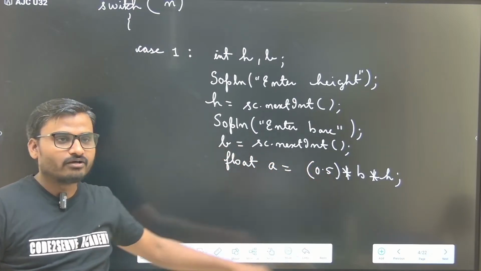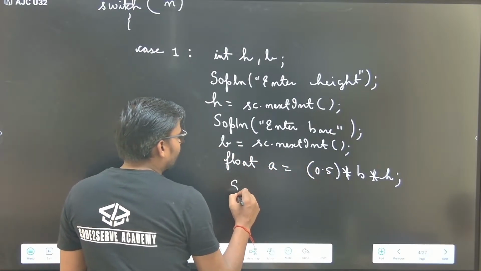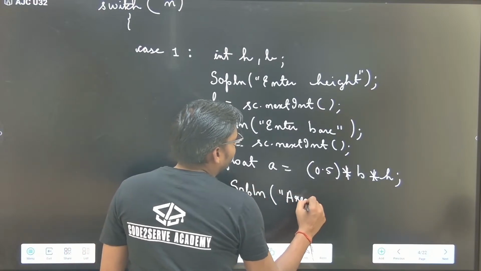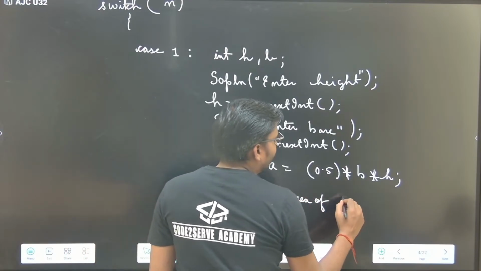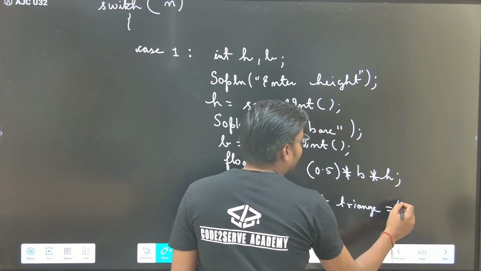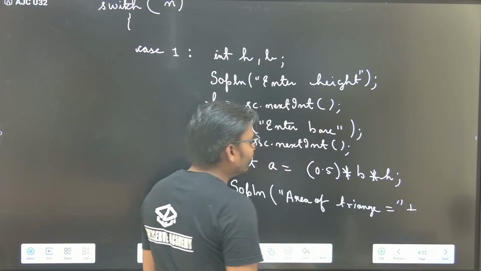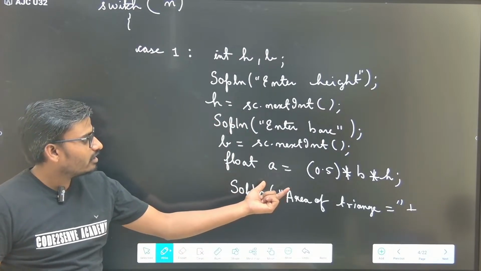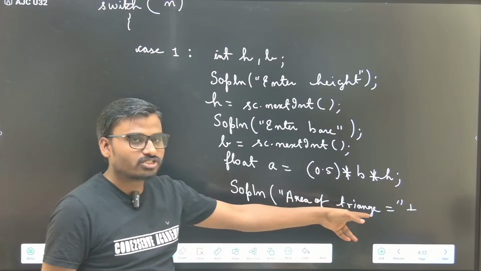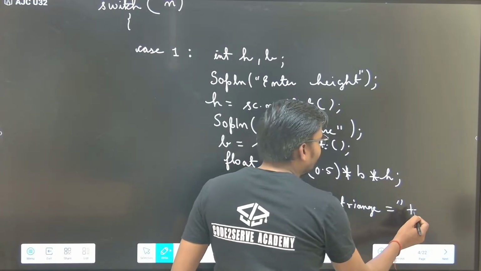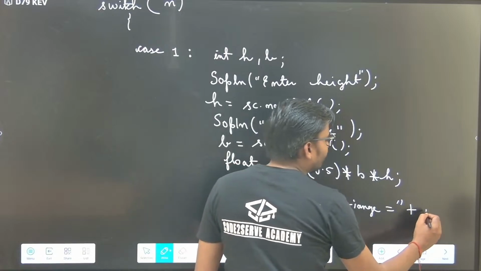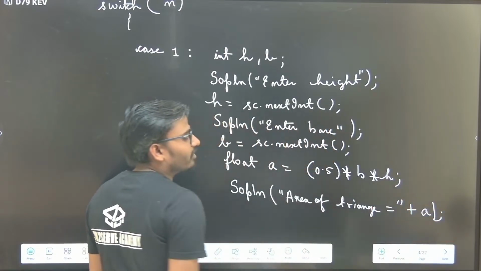Now you have to print it, so you can write SOPLN "area of triangle is equivalent to" plus. So whenever you have to concatenate a string with some number, you can write like this. You will give it in quotation, then you will write plus, then you will write the variable name. The variable name is A. So you will write A over here. So this is basically concatenation.